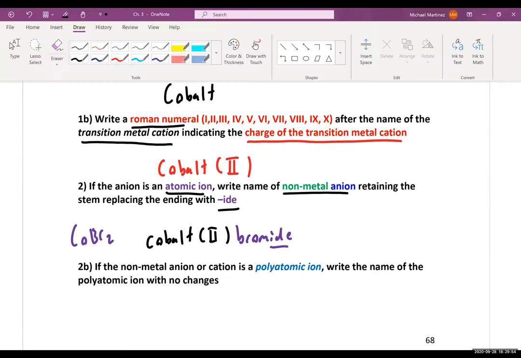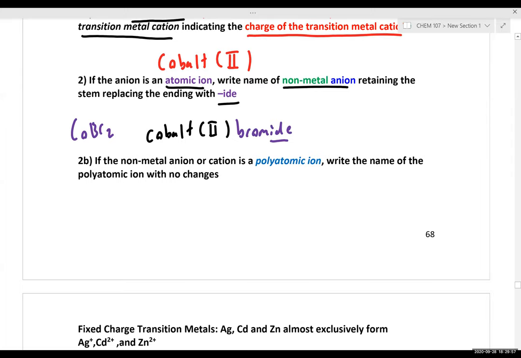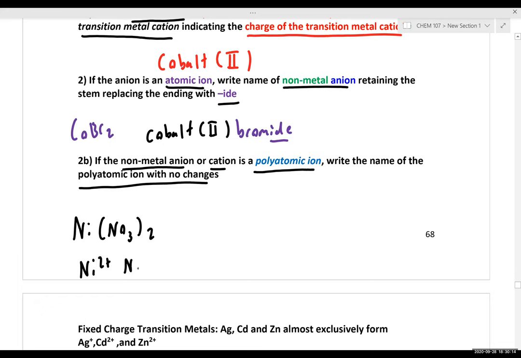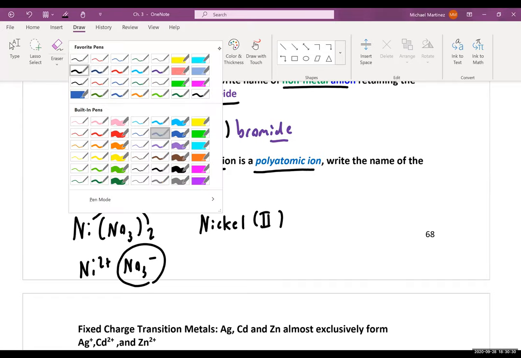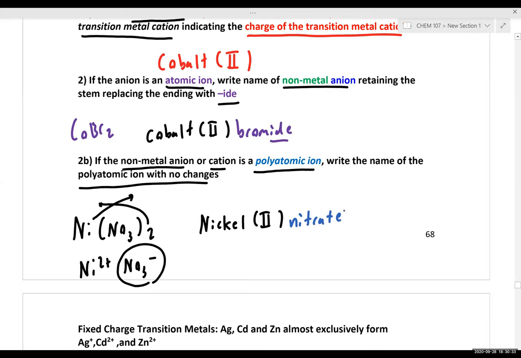Now, just as a refresher, if the non-metal anion or cation is a polyatomic ion, you write the name with no changes. So for example, if we have Ni(NO3)2, we get nickel 2+ and NO3- for our charges. And so we'd write the name as nickel(II) and then, for NO3-, we just write the name of our polyatomic ion as is. So that would be nitrate.